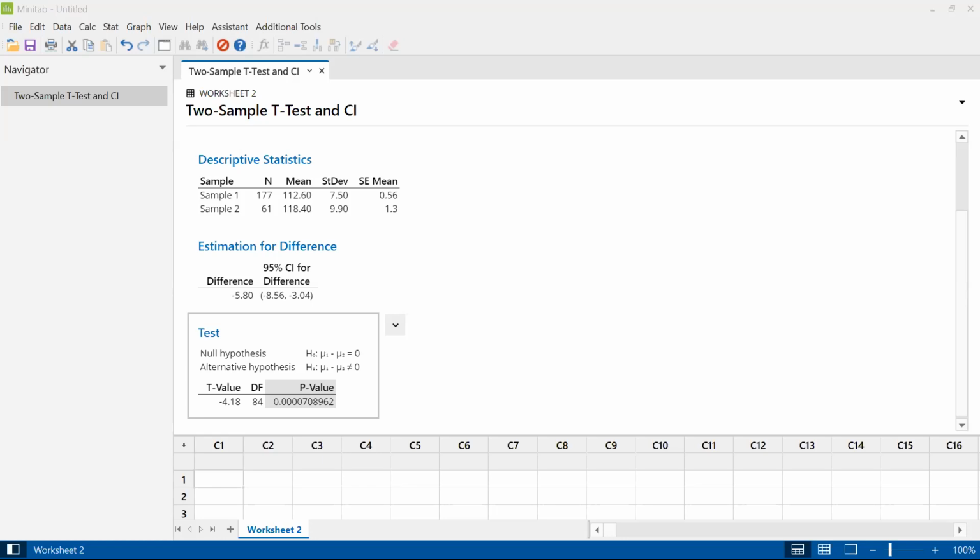Yep, so that's pretty much it. You just have your two groups, you're comparing their means, we're running a hypothesis test to see if there's a difference between the groups, and we get our p-value. If that's small, it means there's a difference. If it's not small, then we do not have strong evidence of a difference.